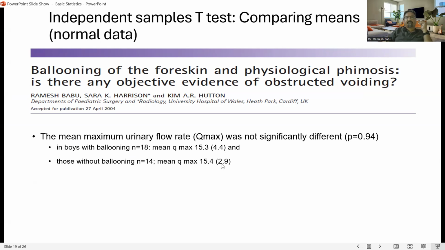And what is given in the bracket is the standard deviation. This is the number of patients. So this was not statistically different. So how do we prove that?